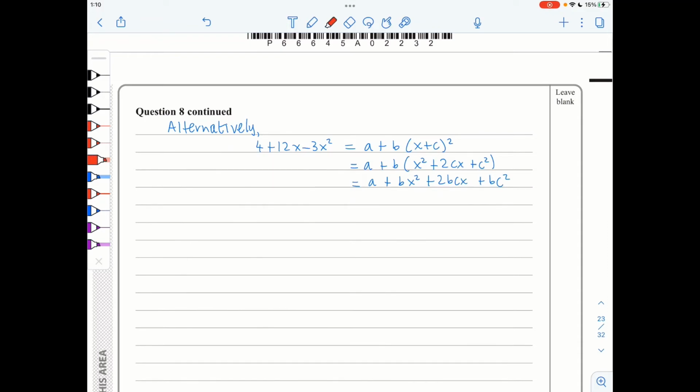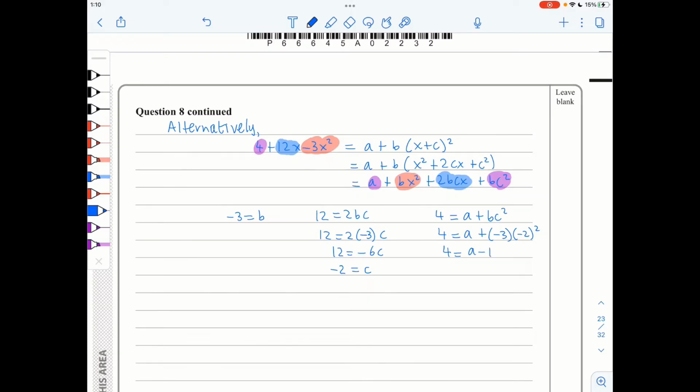I'm now equating the x squared term with the x squared term here, so negative 3 is equal to b. I will then equate the x term on the left with the x term on the right, so 12 is 2bc, which means that 12 is 2 times negative 3 times c, which is 12 is negative 6c, and therefore minus 2 is c. And finally the constant: 4 equals a plus bc squared means that 4 is a plus negative 3 times negative 2 squared. 4 is a minus 12, so again we recover that a is 16.